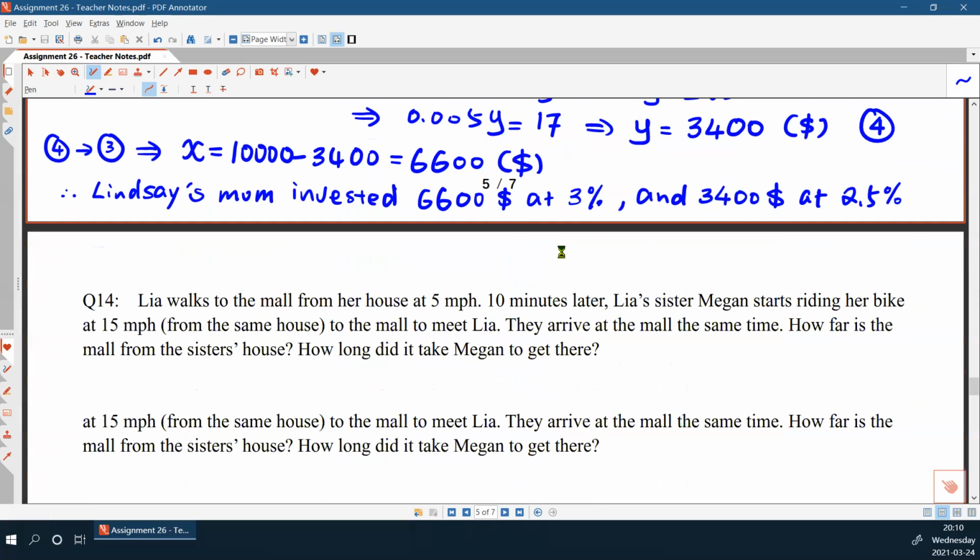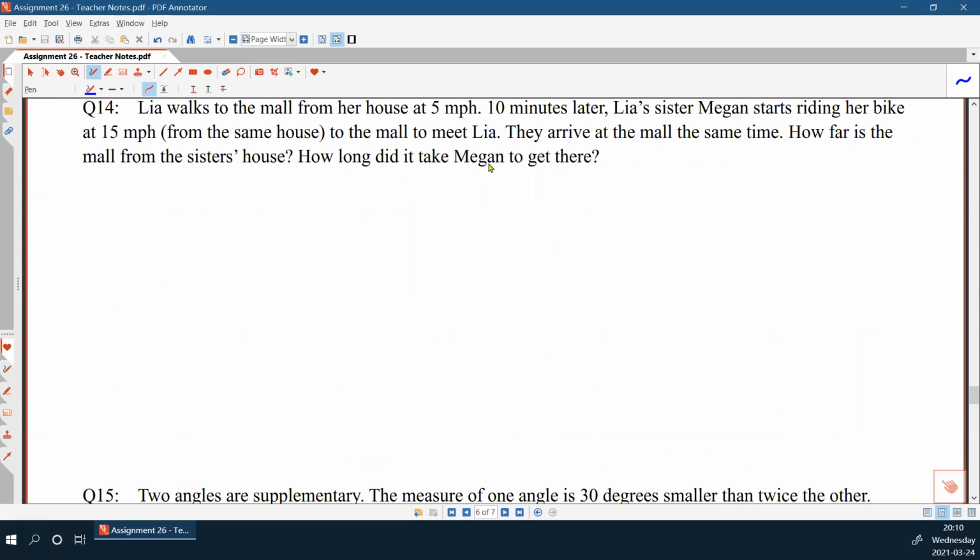No questions? Okay, let's see. Question 14. Leah walks to the mall from her house at 5 mph. 10 minutes later, Leah's sister Megan starts riding her bike at 15 mph from the same house to the mall to meet Leah. They arrive at the mall at the same time. How far is the mall from the sister's house? How long did it take Megan to get there?